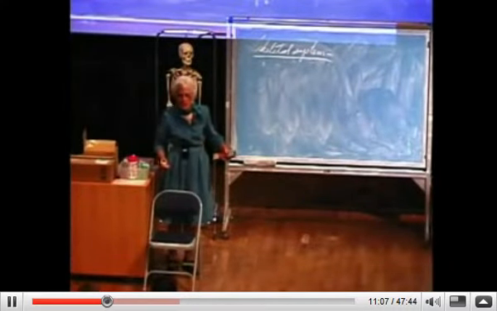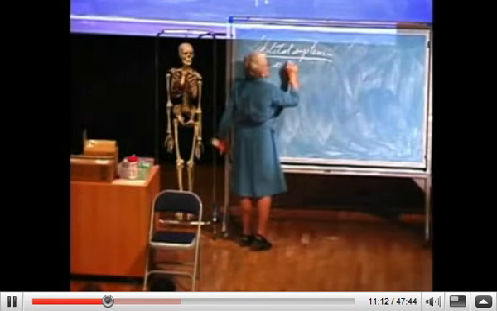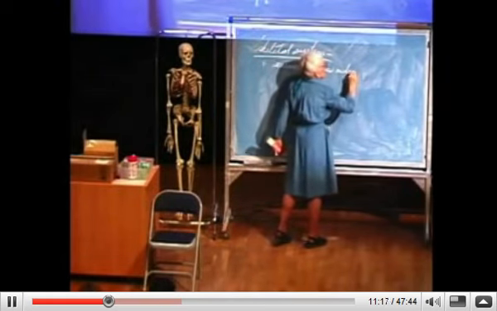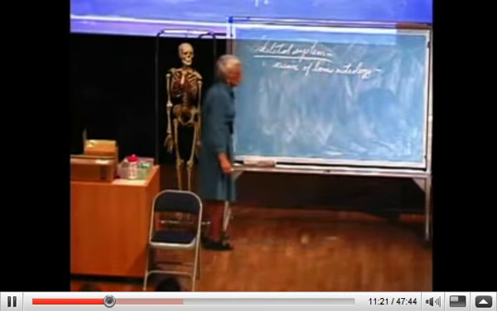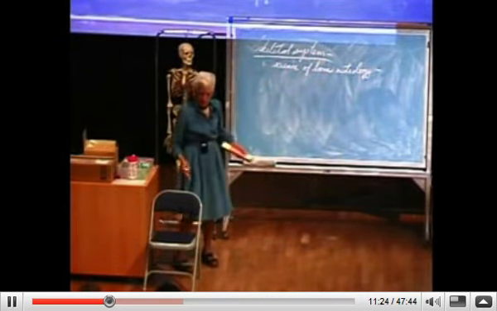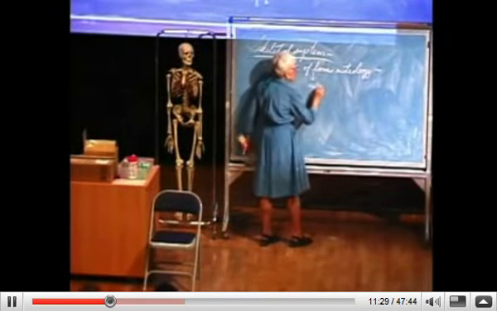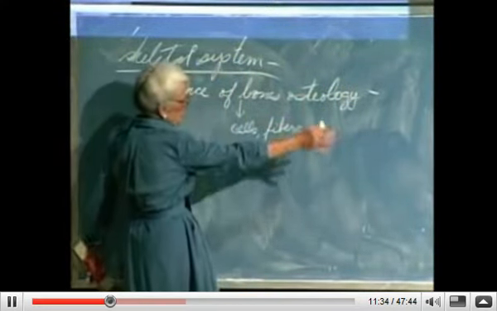So what's the science of bones called? I hear mumbles, but nothing clear. Osteology. Science of bones. We just finished saying that bones are a connective tissue, so we know we're going to have cells, fibers, and a matrix. We will learn details of these later. Right now, we're just introducing the system.